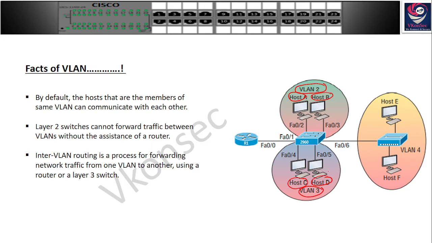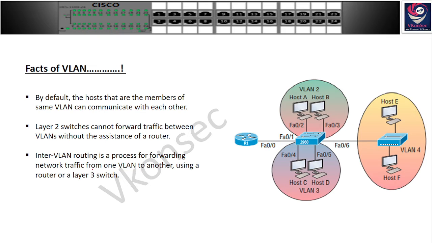Right? Suppose VLAN 2 is there and VLAN 3 is there. The members of VLAN 2 will not be able to communicate with the members of VLAN 3. What do I mean? Suppose host B wants to communicate with host E, that is not possible. This will not be allowed to communicate, right? So this is the drawback that VLAN has.